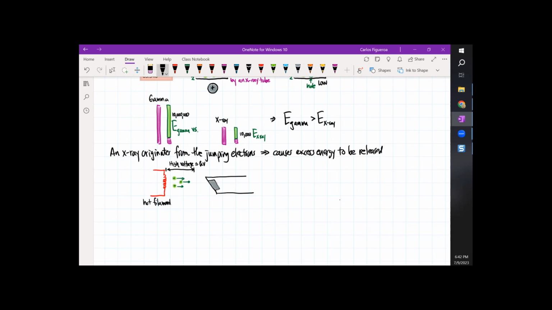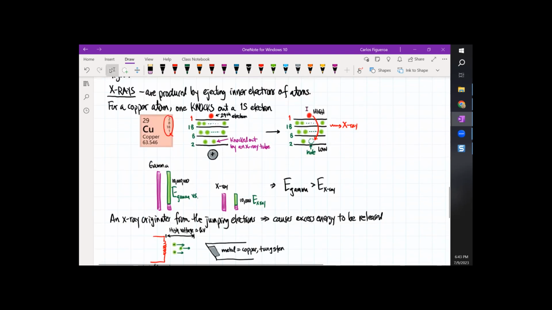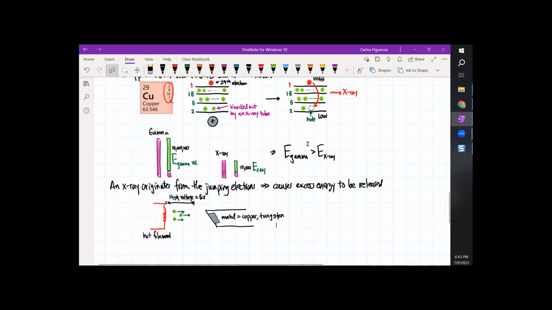So in my case, I would say that this metal here could be copper, but the ones that people typically talk about is tungsten. But tungsten's a little bit harder to talk about. And so as these electrons knock off one of these inner electrons, an electron from a higher energy level drops to a lower energy level. And as a consequence, they emit the X-rays. And that's how you typically get X-rays.